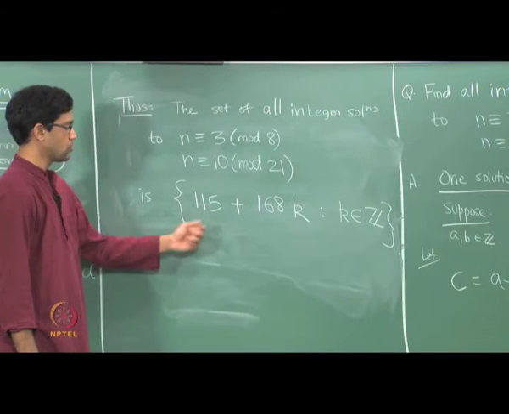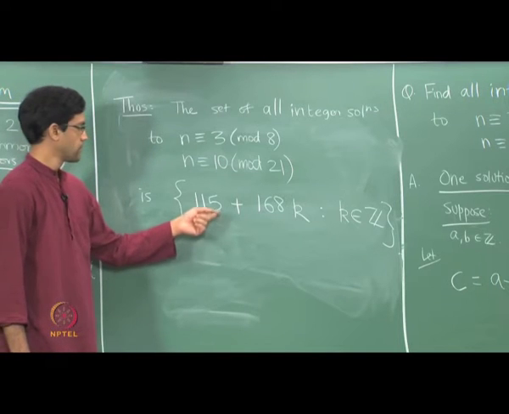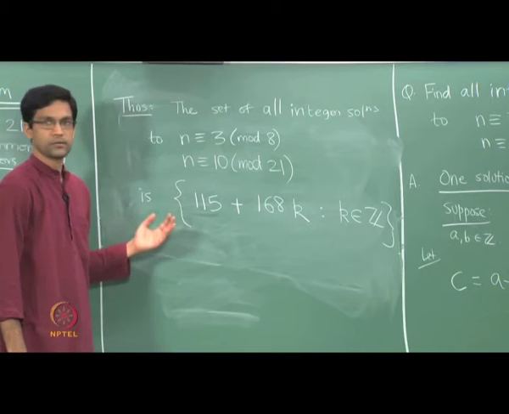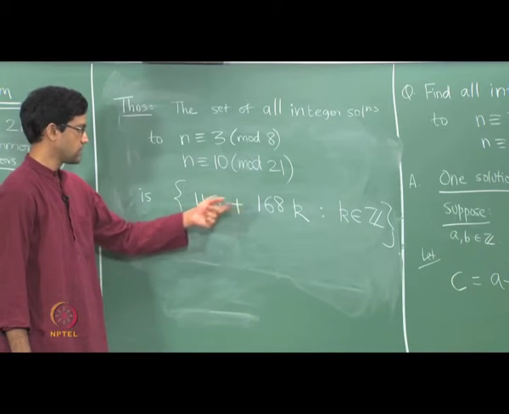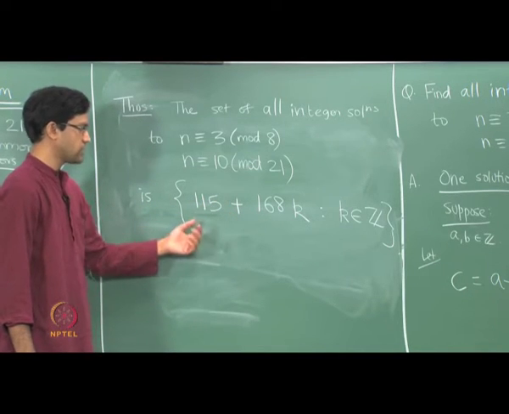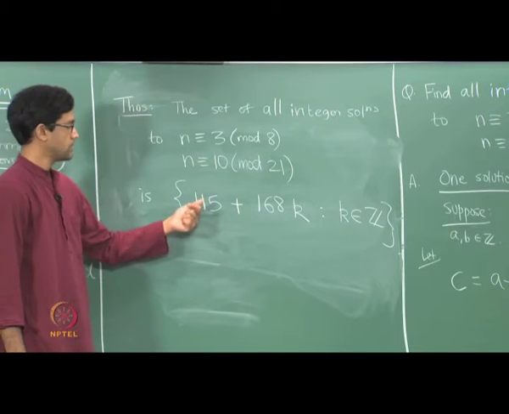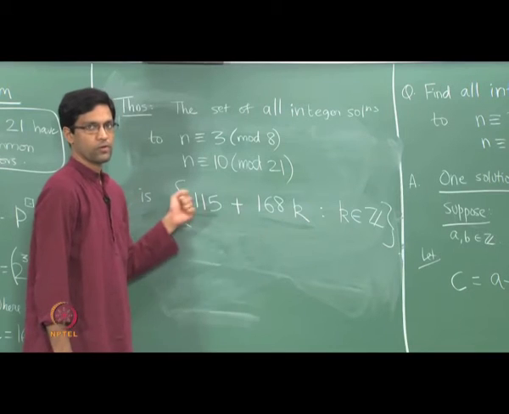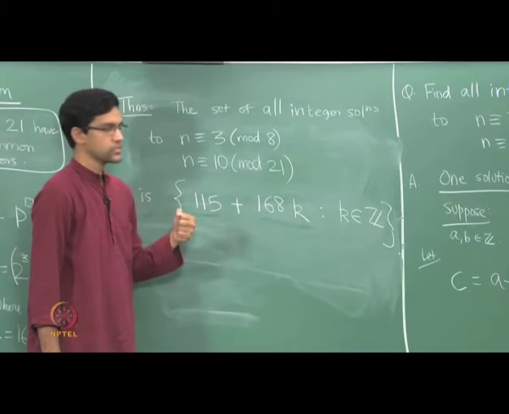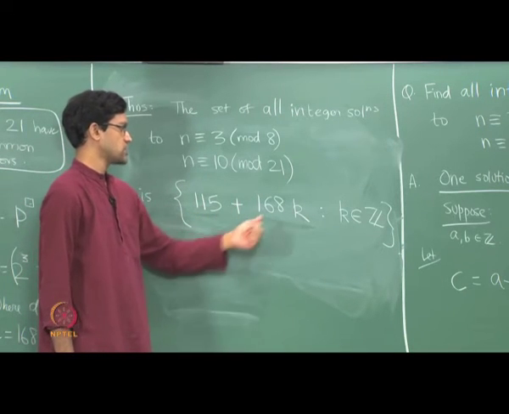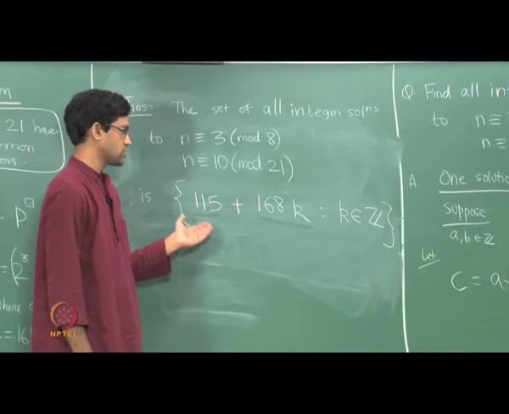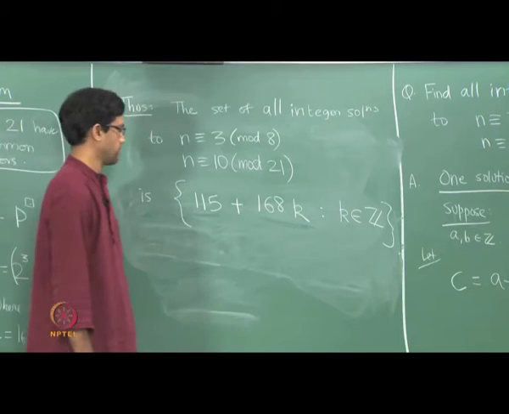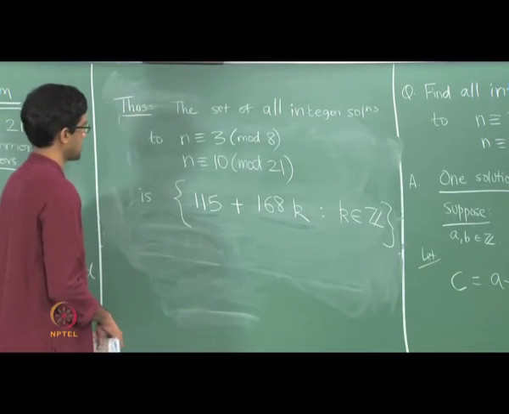And why is this true? Why does this follow from what we just proved? Remember, 115 is one solution, and suppose you have any other solution, then the thing we just did says you take the difference between those two, then that difference is a multiple of 168. So you take 115 and any solution, take their difference, the result is a multiple of 168, which automatically means that the other solution had better have this form. It should look like 115 plus a multiple of 168.